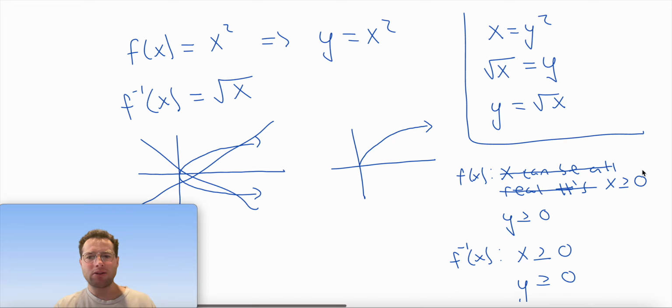Another way that you might see this is that whenever you are solving for the inverse function, you substitute in the x for the y and the y for the x, and you get this equation here, x equals y squared. You might notice from right here that x cannot be less than 0 because y squared is always going to be a positive number. So that's just another way you might see the restriction on x.